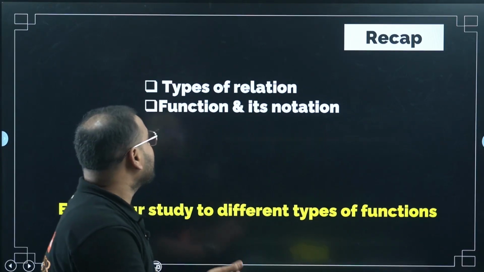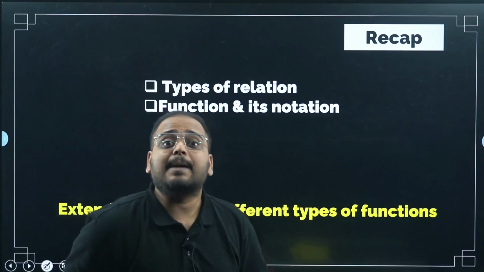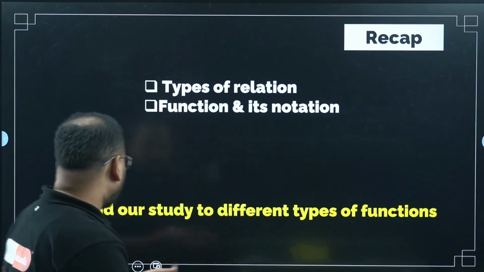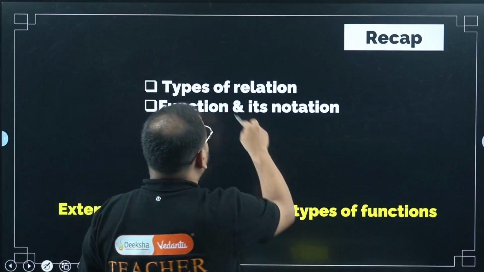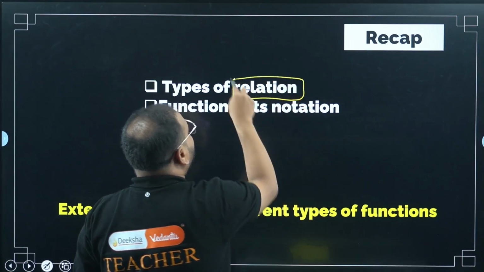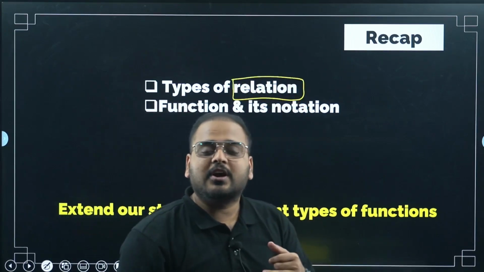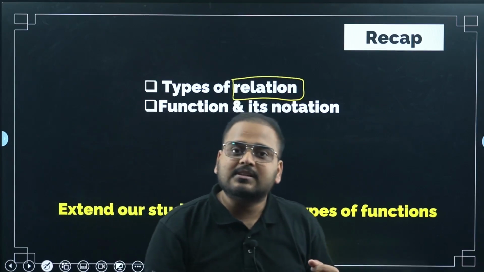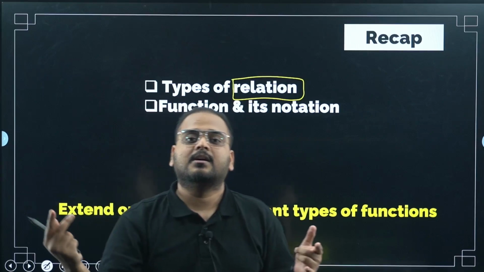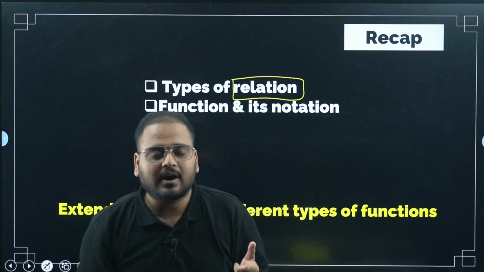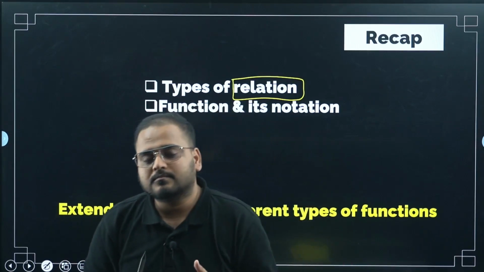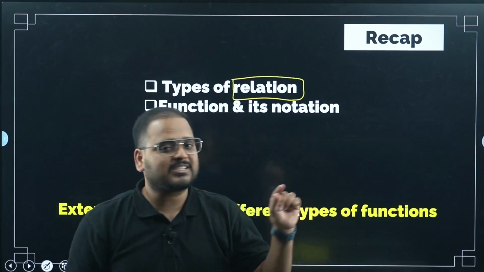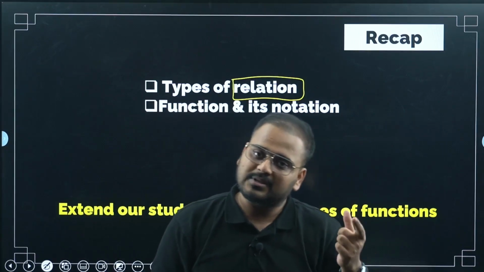Very good sir. Okay, so what did we learn in the previous class? Types of relations. Remember we learnt about empty relation, we learnt about identity relation, right? Empty relation means, sir, no relations between the elements of the sets of R. What is the identity relation? When the relation exists only between the number and itself from the set.